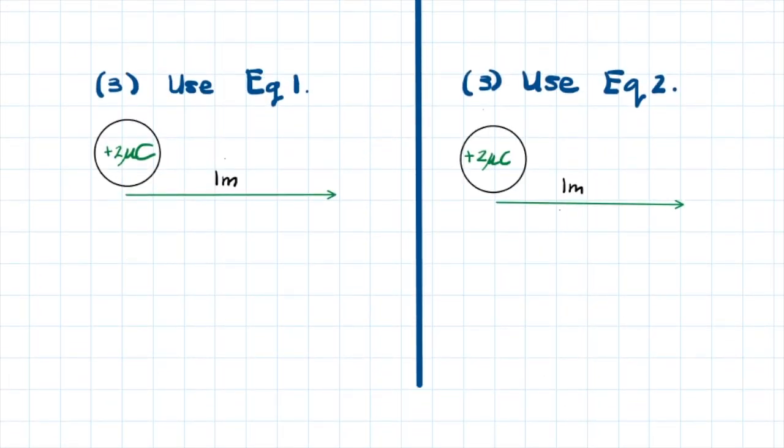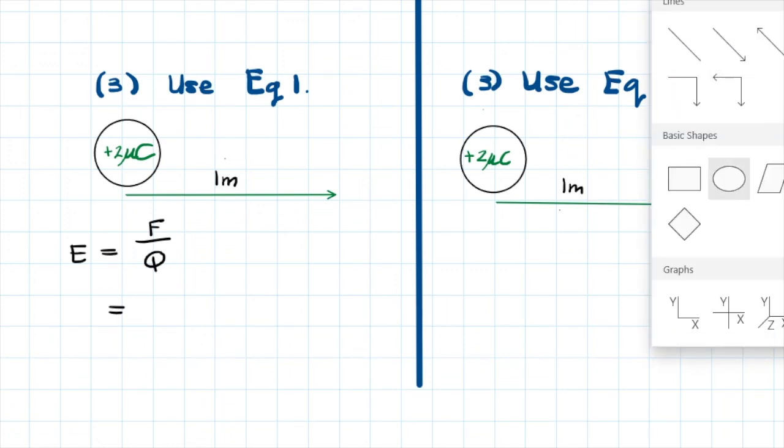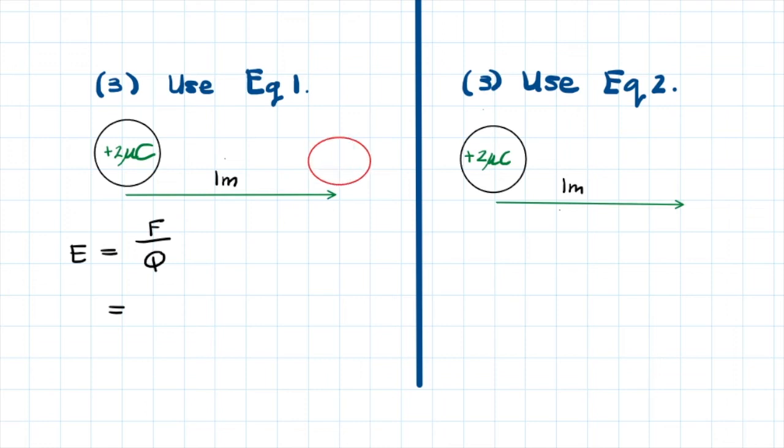First, I'm going to show you how we can use equation number 1. E is equal to F, so the force, divided by q, which is the charge of the test charge. In this case, we can use the 50 microcoulomb charge as the test charge. We are placing it a distance 1 meter to the right of the positive 2 microcoulomb charge. So here we have positive 50 microcoulombs. We ask ourselves, what force does this charge experience?